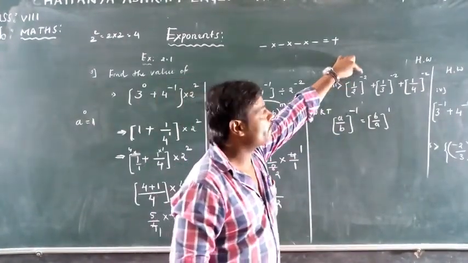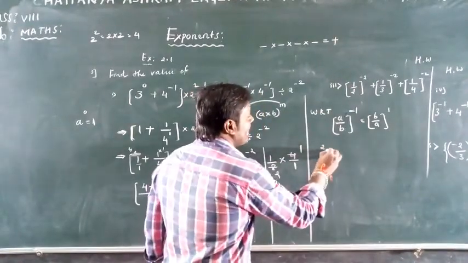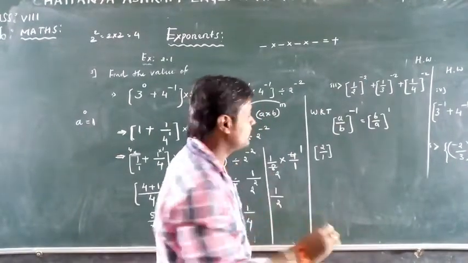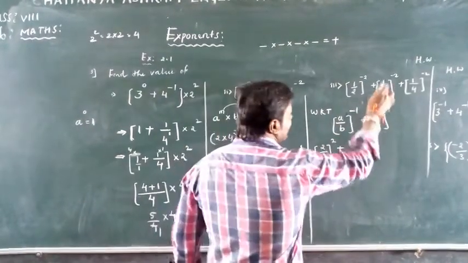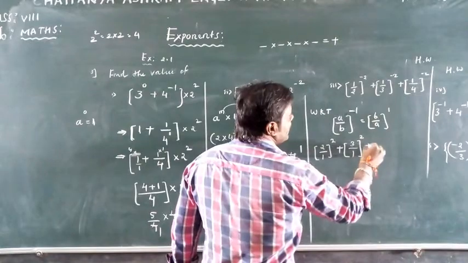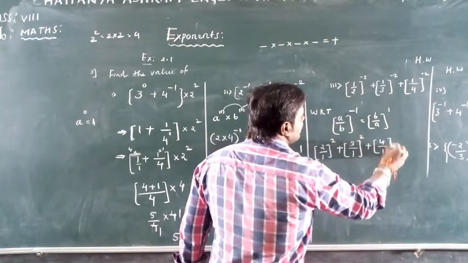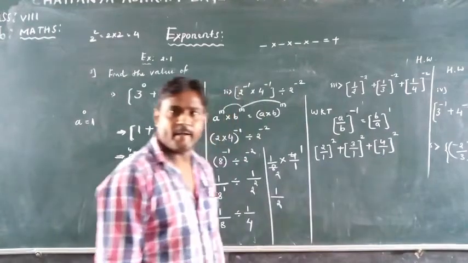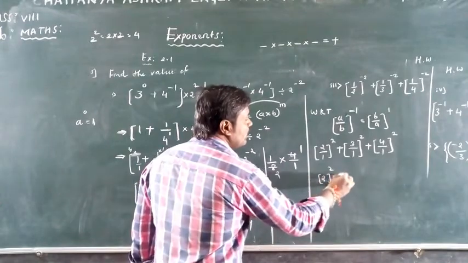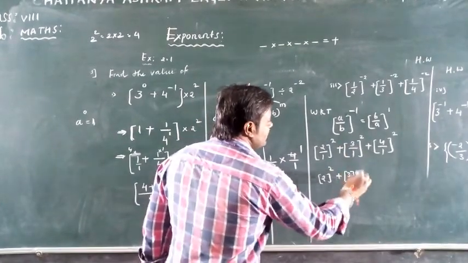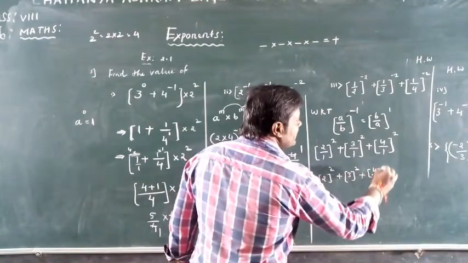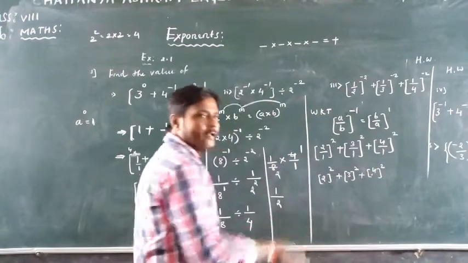1 by 2 raised to the power minus 2 is the same as 2 by 1 raised to the power, instead of minus 2, what should we write? Plus 2. So write here 2, plus 1 by 3, this we can write as 3 by 1 raised to the power plus 2, plus 4 by 1 raised to the power plus 2. Clear? So 2 by 1, its value is 2 raised to the power 2; 3 by 1 is 3 raised to the power 2, plus 4 by 1 is 4 raised to the power 2. Then find the value of each.